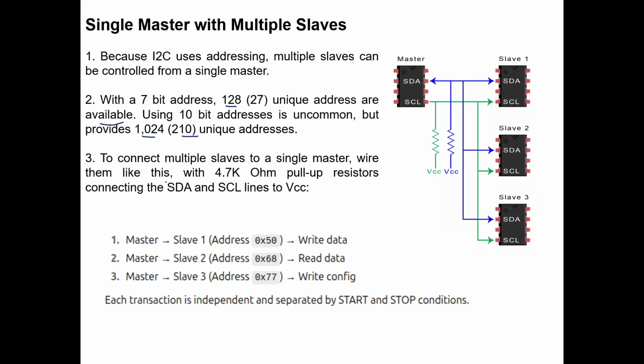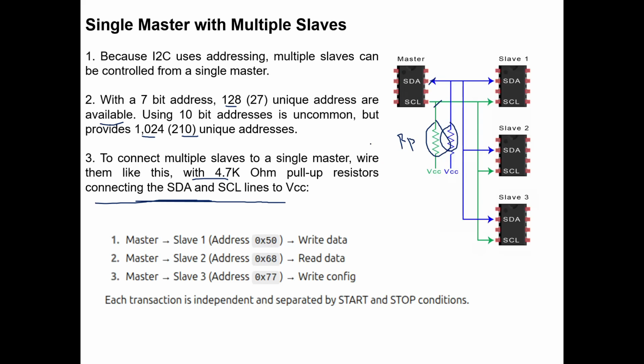Wire them with 4.7 kilo ohm pull-up resistors, connecting the SDA line and SCL line to VCC. See here the SDA line is connected and the SCL line is connected. We need to connect the SDA line and SCL line with pull-up resistors. This is the pull-up resistor RP, and RP is 4.7 kilo ohms.